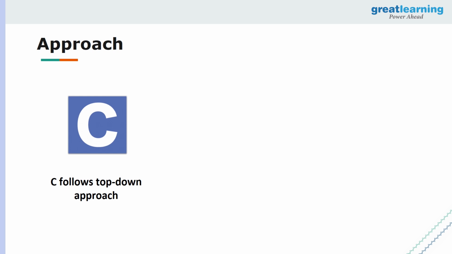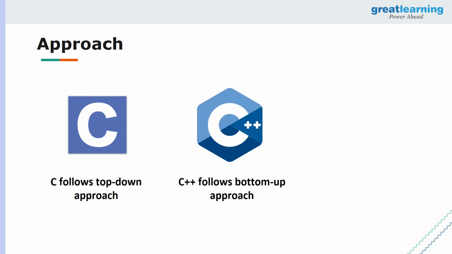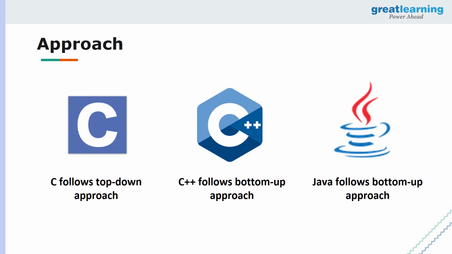Let's go to the next difference, which is the approach. Which programming language follows what kind of approach? C follows the top-down approach. That means we write the main method first and then the rest of the program, so the step-by-step execution happens line by line, from start to end. C++ follows the bottom-up approach, which means the main method can be written anywhere you want. The same is true for Java, which also follows the bottom-up approach.